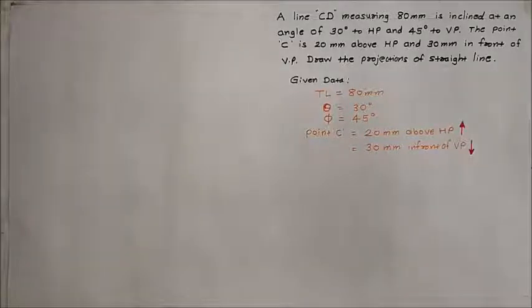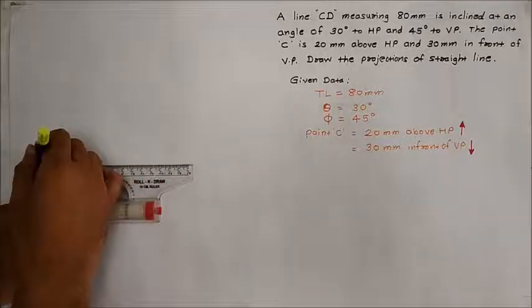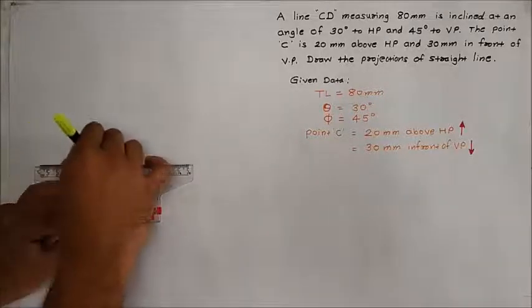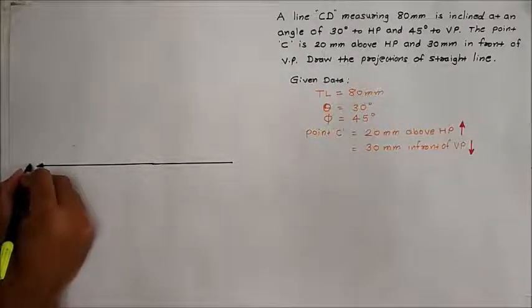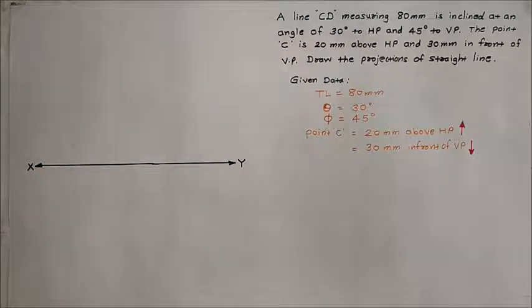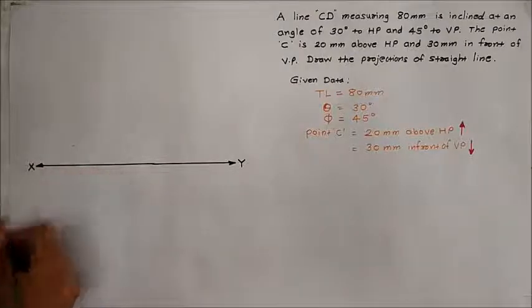So, let's start drawing the projection of the line. At first we will draw the XY line. We will show the arrows and give the nomenclature XY. After drawing the XY line, first we will locate the point C, and for locating the point C you have to mark a point on the XY line.